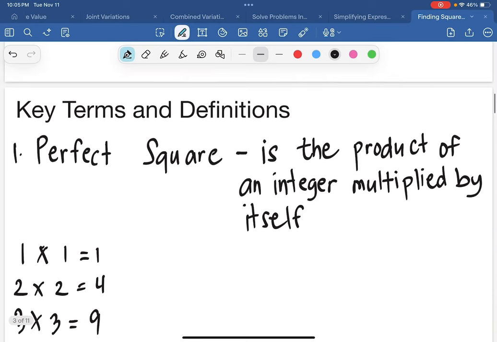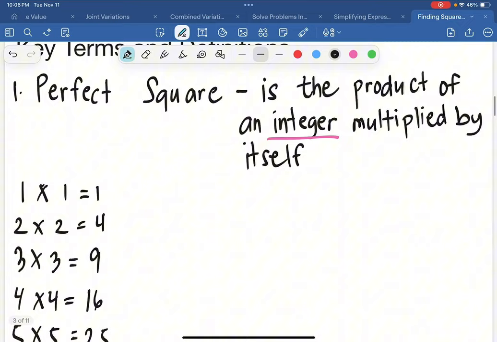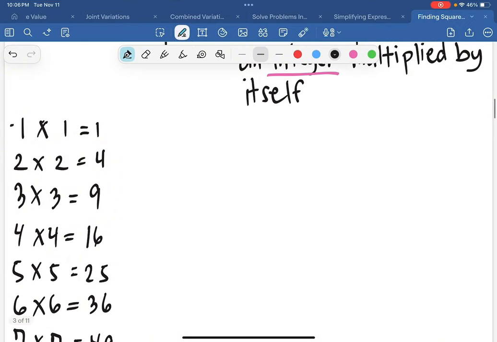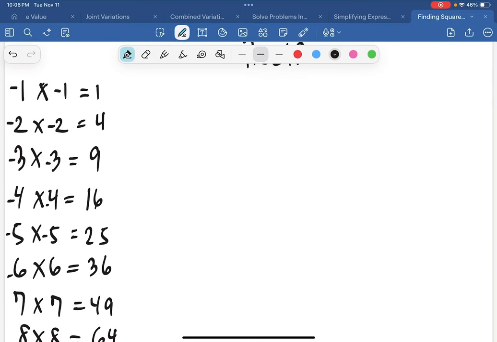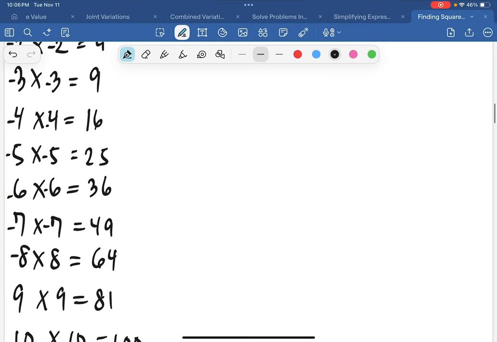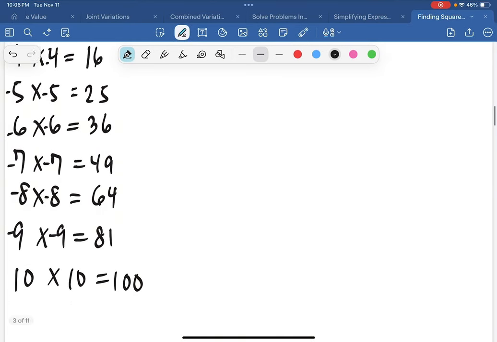And since we're talking about the product of an integer, and we know for certain that an integer involves both positive and negative, that's why if we multiply with a negative sign here, -1 times -1 is +1, and the result would still be the same. So, up until the negative, again, -10 times -10 is +100.